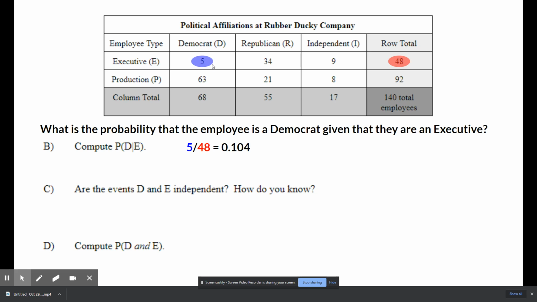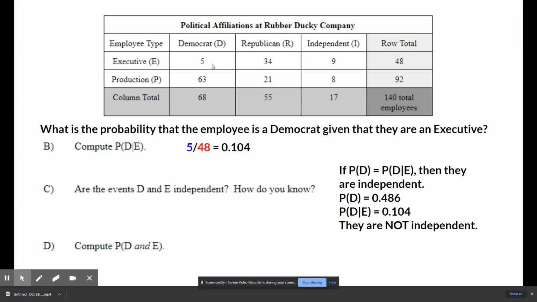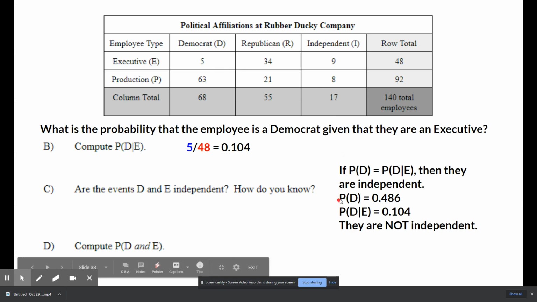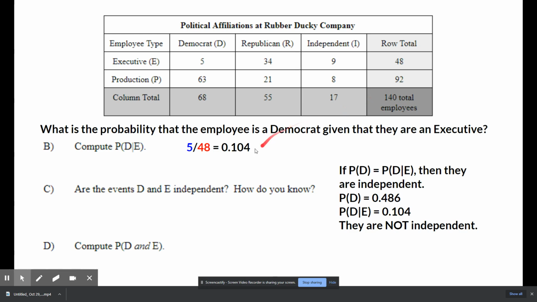Are the events D and E independent? How do you know? We can tell if the probability of a Democrat equals the probability of a Democrat given that they're an executive, then they are independent. So we just calculated the probability of a Democrat, 68 out of 140, is 0.486. The probability of a Democrat given that they're an executive was 0.104. Because they're not equal, they are not independent. So that must mean that there's some overlap.